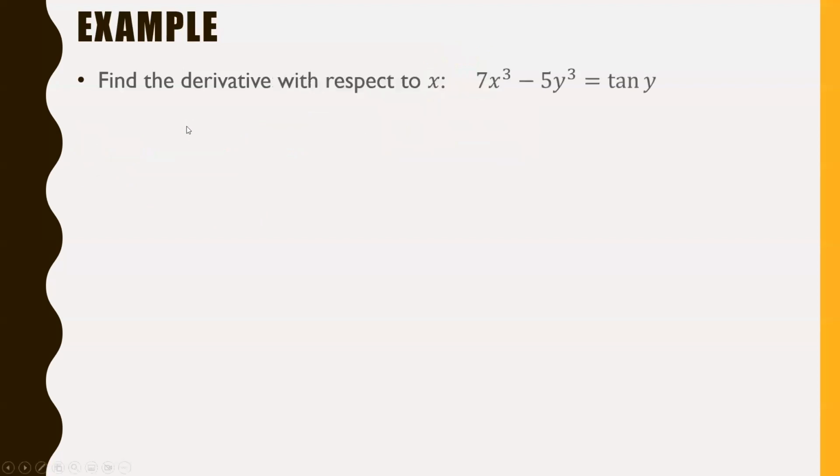All right, next one. Once again, another question I want you to try either on your own or with a partner. Find the derivative with respect to x of that statement right there. Pause the video here. Give this one a try.